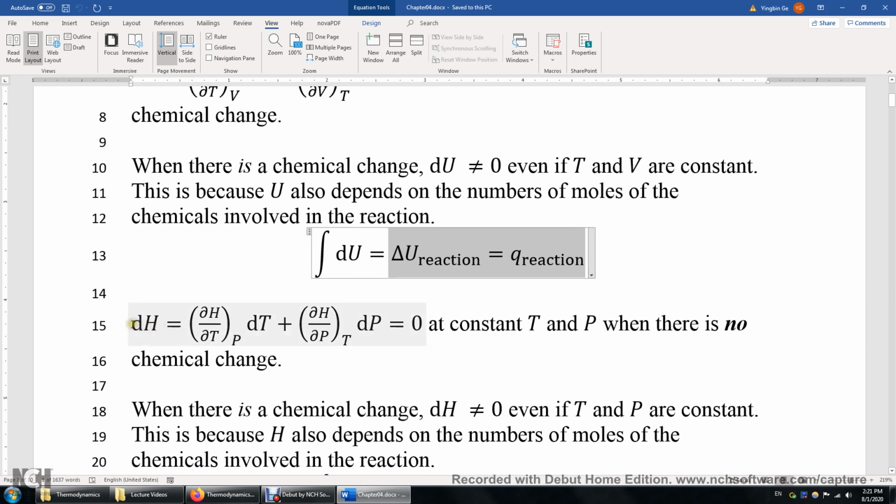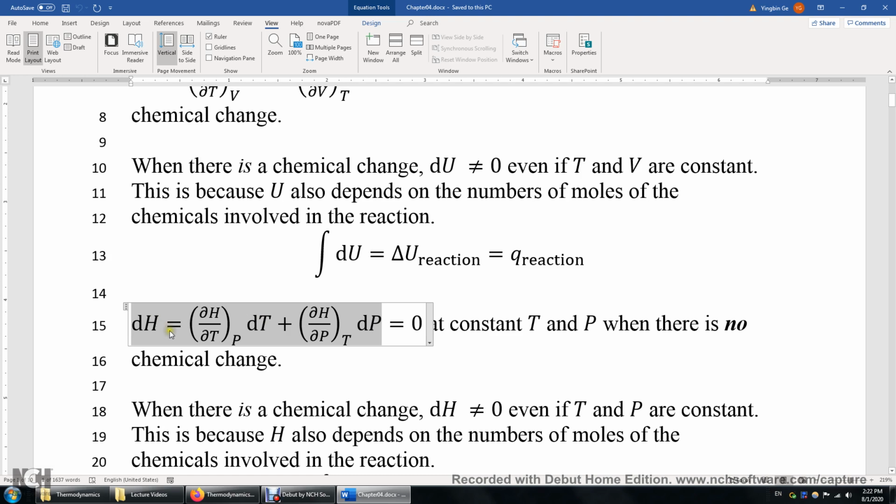Similarly, dH equals (∂H/∂T) dT plus (∂H/∂P) dP, only if there is no chemical change. And if you look at this equation, when temperature and pressure remain constant, dH is 0. Because dT is 0, dP is 0, then dH is 0.